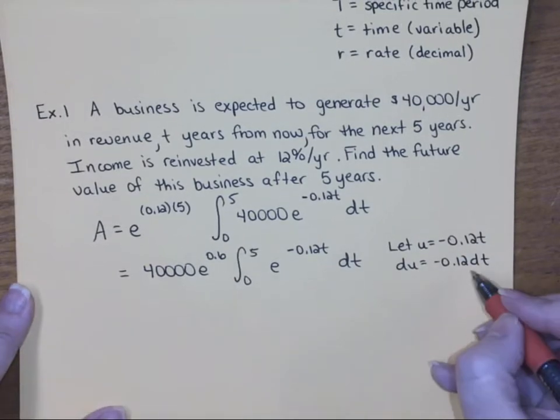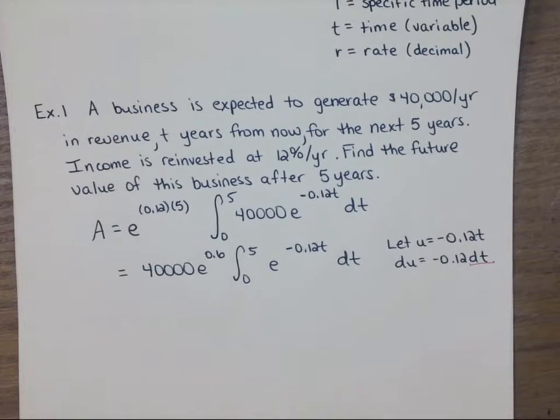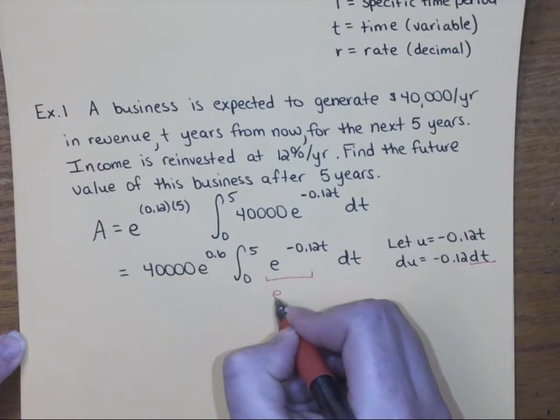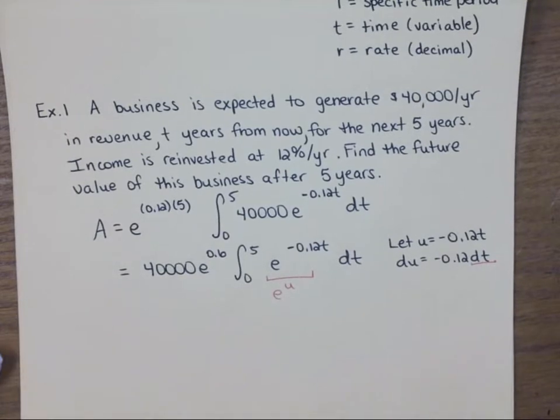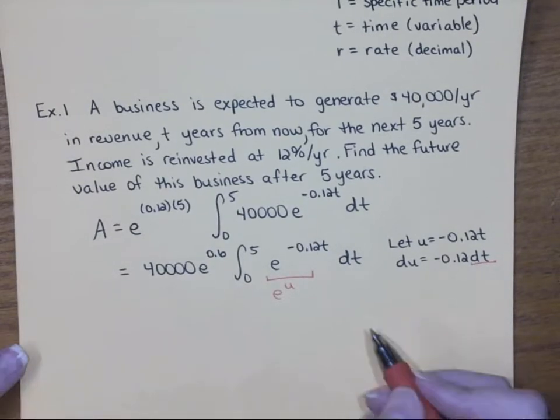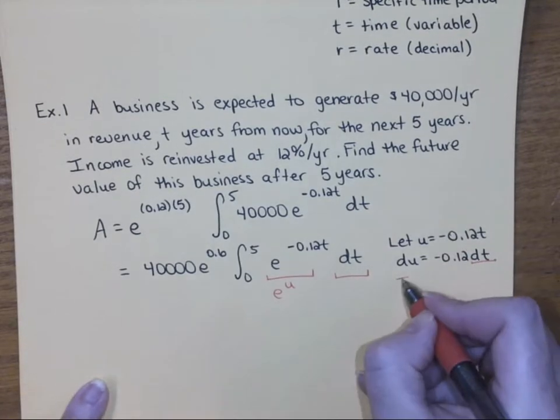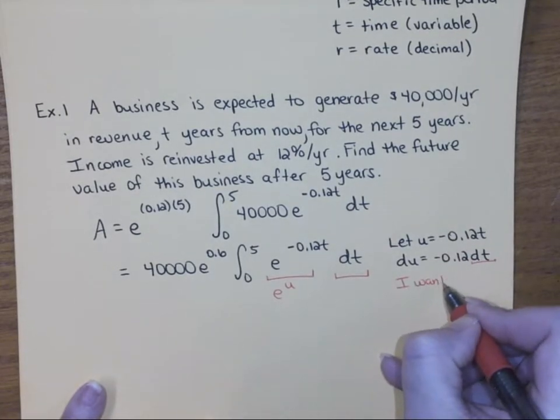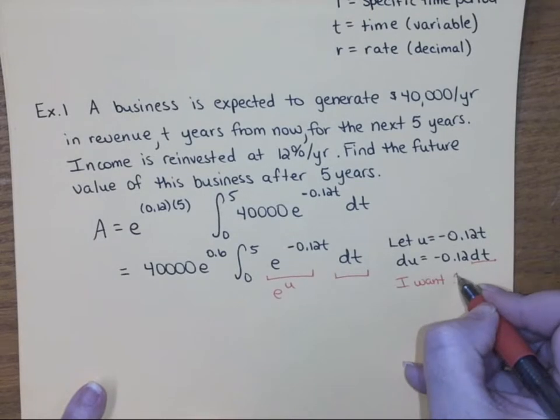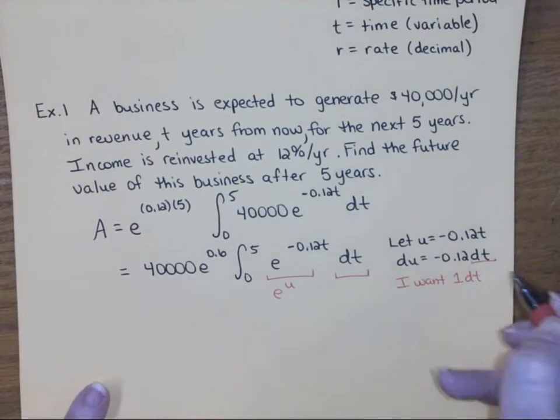Okay, remember notation here. So let's talk about what I have. I have here e to the u. But notice I don't exactly have du here, right? So let's talk about what I want. I actually just want it to be 1, because notice there's no number at all there. So I actually want it to be 1 dt.